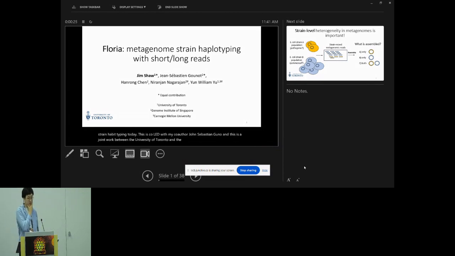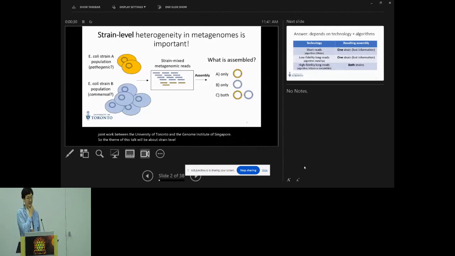So the theme of this talk will be about strain level heterogeneity, which is really important because let's say I have a microbiome here with just 2 E. coli strains. One could be pathogenic, one could be commensal. But when I do metagenomic sequencing, what happens is that I just kind of sequence everything and the reads are strain mixed. So if I do assembly, this is alluded to in the keynote, what happens?